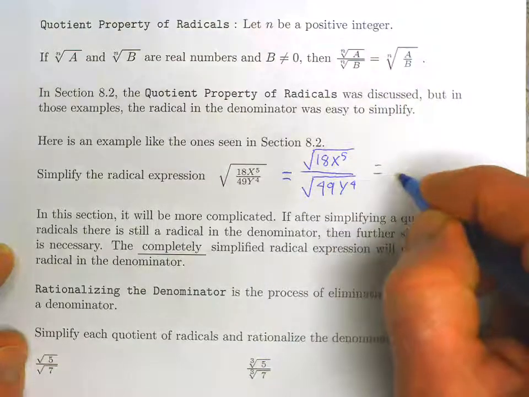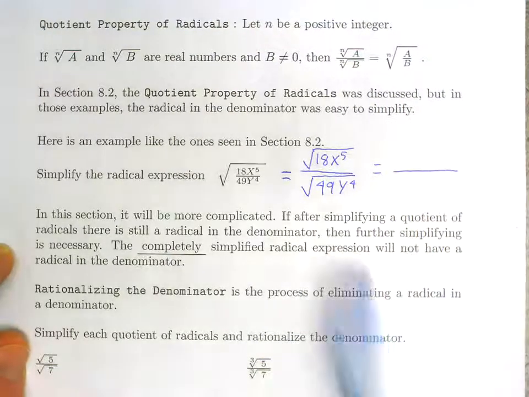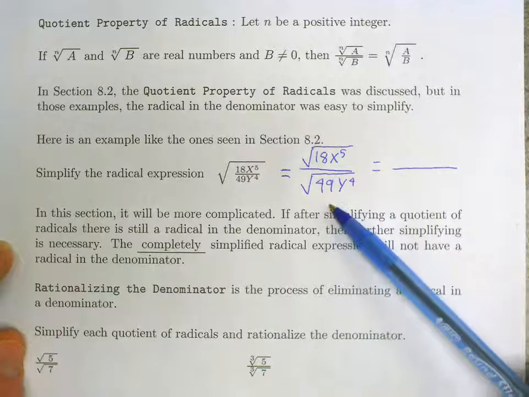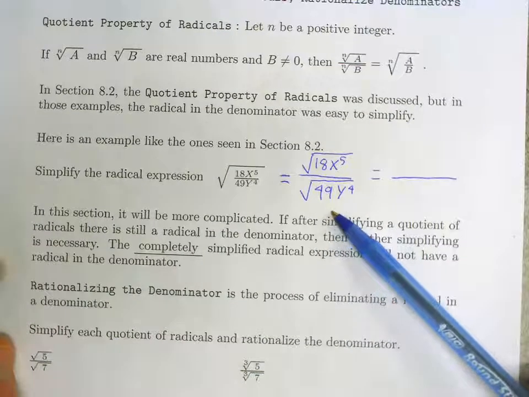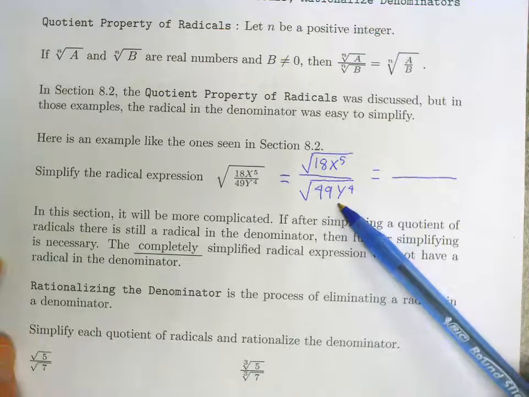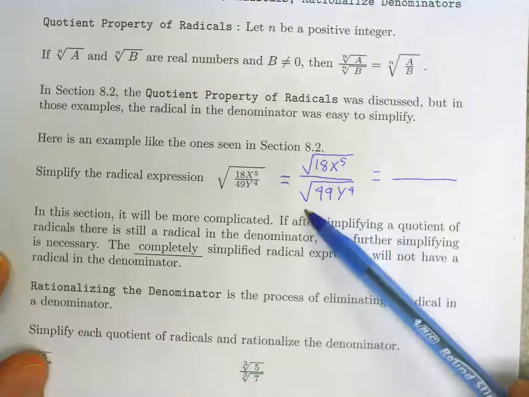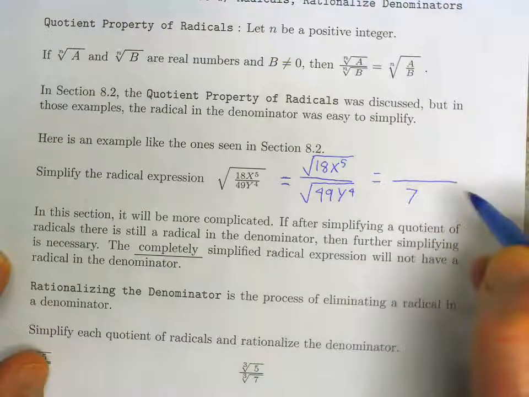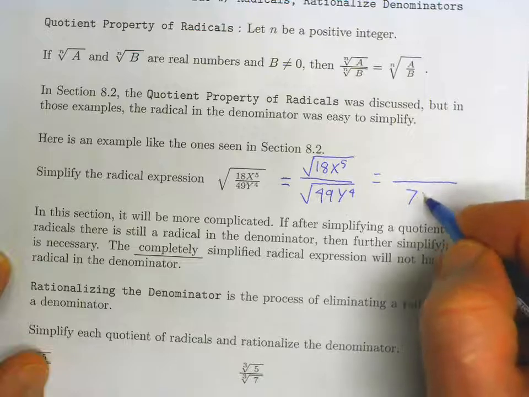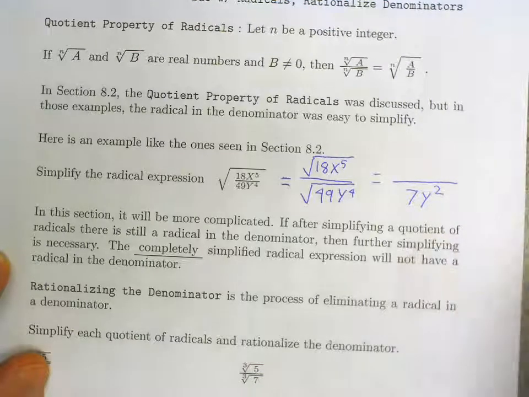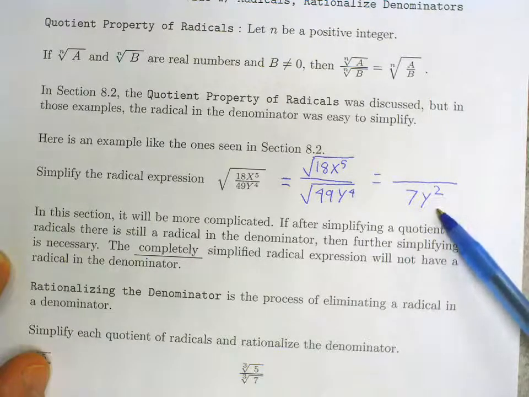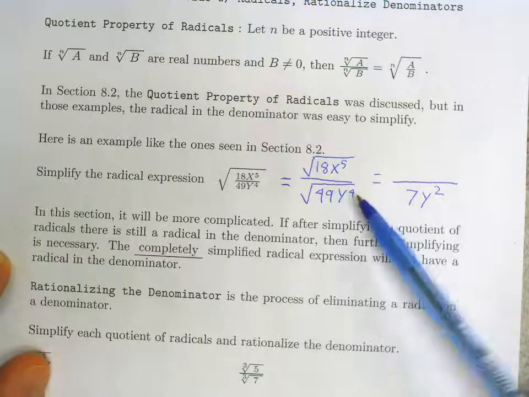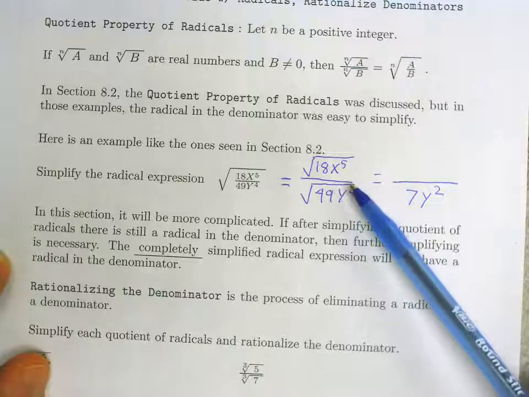In the denominator, everything is set up for us to simplify the square root, because 49 is a perfect square and so is y to the 4th. So when we simplify the denominator, the square root of 49 is 7, and the square root of y to the 4th is y to the 2nd. So there's no longer a square root in the denominator, and in general, that's what we want. We have to simplify a little bit more in the numerator.